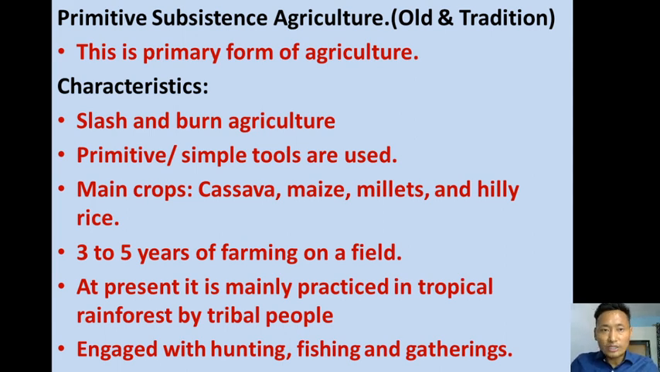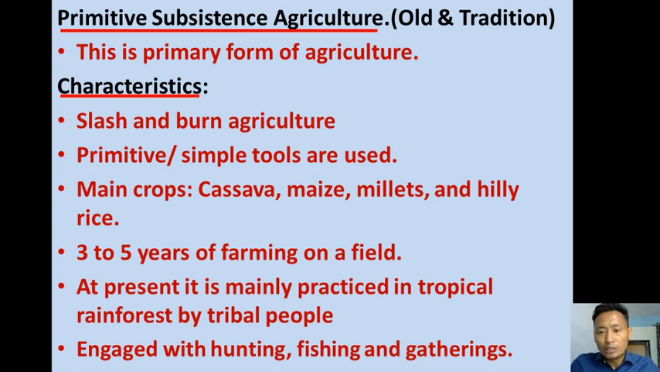So because of that, this type of agriculture is also called shifting agriculture. Primitive subsistence agriculture is also called slash and burn agriculture, because they are frequently slashing and burning the vegetation in order to make agricultural land. Although this agriculture system is old, at present some people are still practicing it. At present, it is mainly practiced in tropical rainforest regions by tribal people.